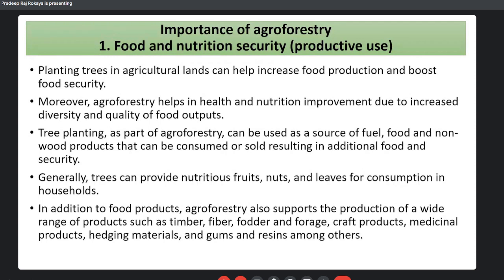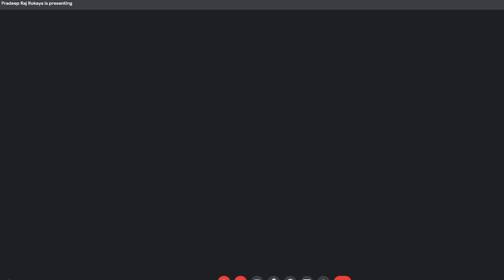In addition to food products, agroforestry also supports the production of a wide range of products such as timber, fiber, fodder, craft products, medicinal products, building materials, and gums and resin, among others. So all these agroforestry products help to boost food and nutritional security and to enhance the livelihood of the people.